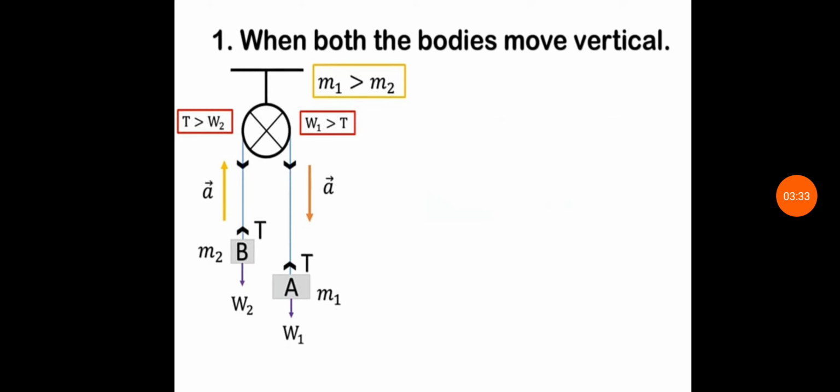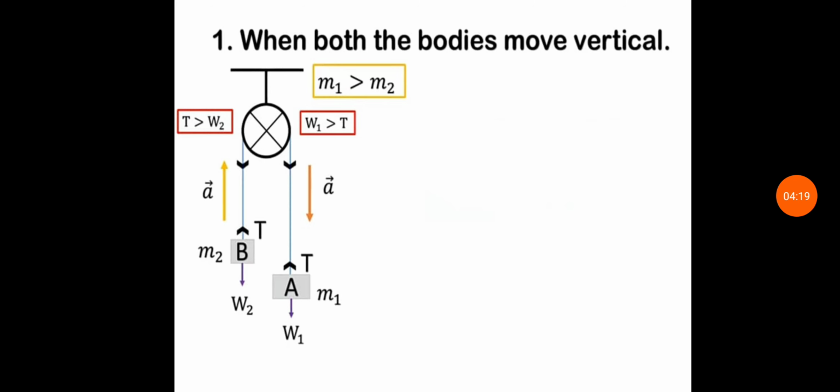Now in Atwood's machine, mass m1 moves downward, as you can see in the figure, under the action of gravity due to W1, and tension in the upward direction. Now two forces are acting on m1, W1 and T. If you see the right side of the pulley, here weight is greater than the tension, W1 is greater than T, and on the other side the tension is greater than weight, because mass 2 is moving in the upward direction. Because it is an inextensible string, the same string passes over the pulley.